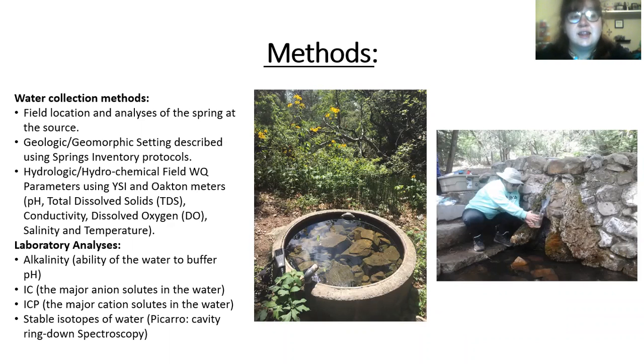Then we take these samples back to our laboratory and perform alkalinity analysis. We then go into stable isotopes using the Picarro cavity ring-down spectroscopy. And we are also looking at the major ions. So with IC, we are looking at the major anion solutes in the water, and also the ICP, which is the major cation solutes in the water.